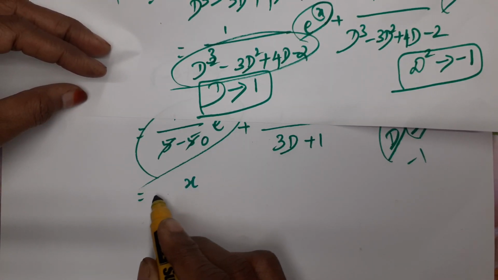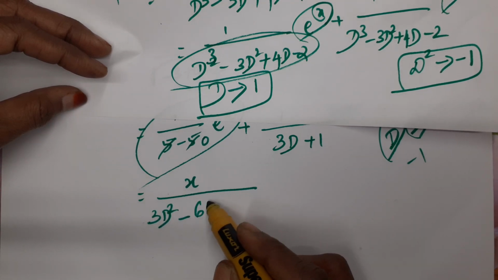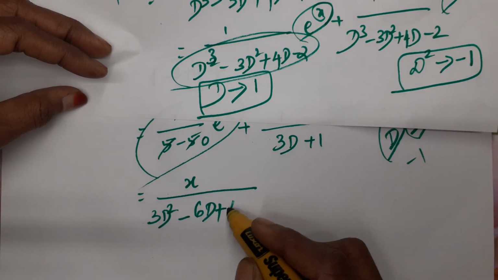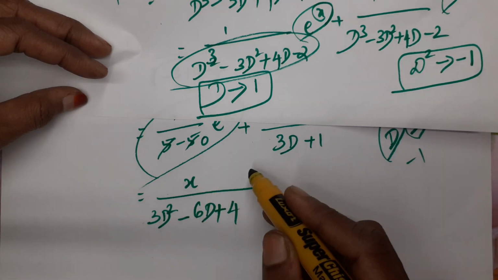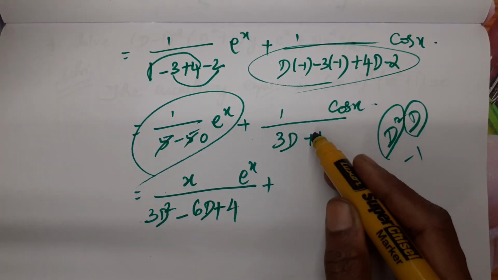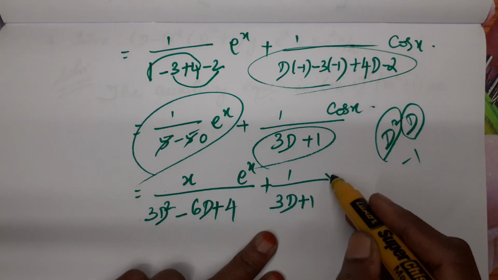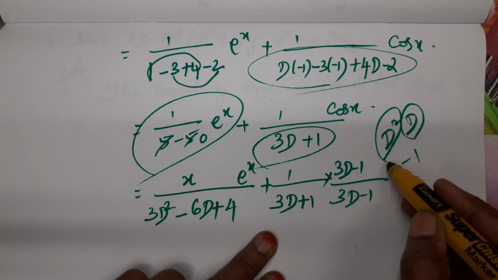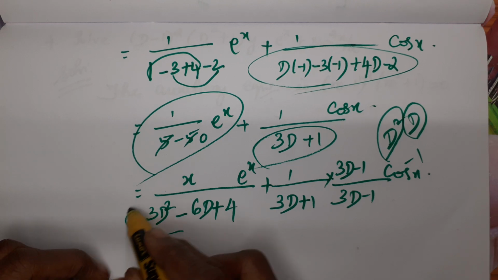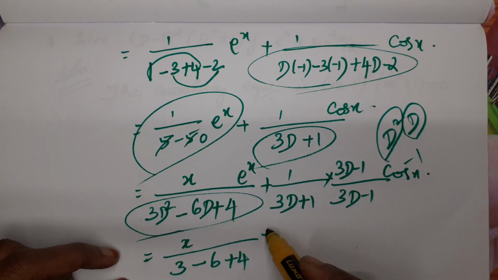At that time, we have to take x in the numerator. So 1 by 3D squared minus 3 into 2, it is 6D, plus 4 into 1, which is 4. Differentiation of the constant term is 0. So x by 3D squared minus 6D plus 4 e power x plus, here since we are having D in the denominator, what is the procedure I have explained in the previous problem? We have to multiply and divide by its conjugate. Since 3D plus 1, the conjugate is 3D minus 1 into cos x, which is equal to, in this step we have to substitute D as 1. 1 by 3 into 1 squared, it is 3, minus 6 into 1 is 6, plus 4 e power x.